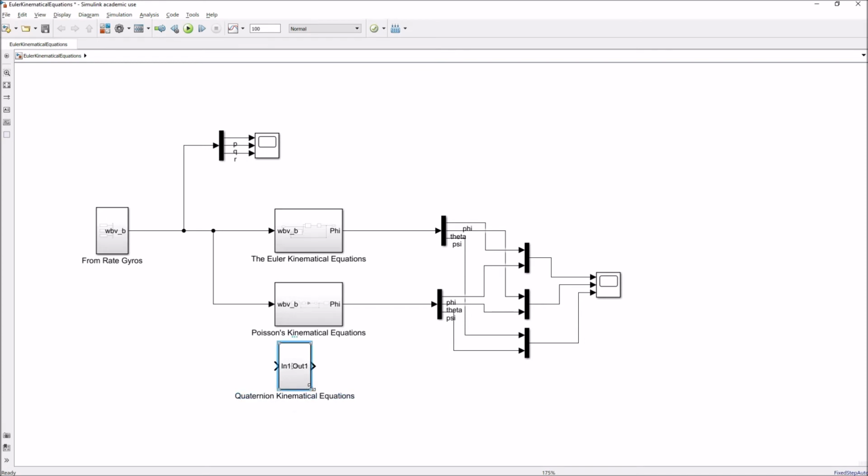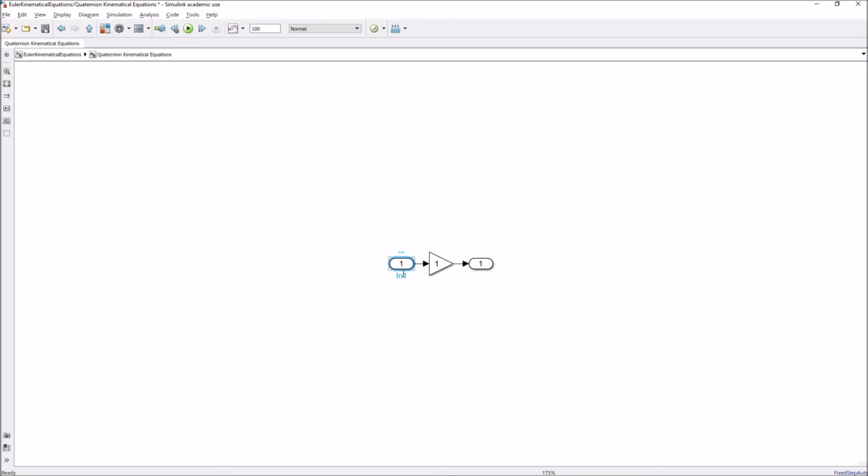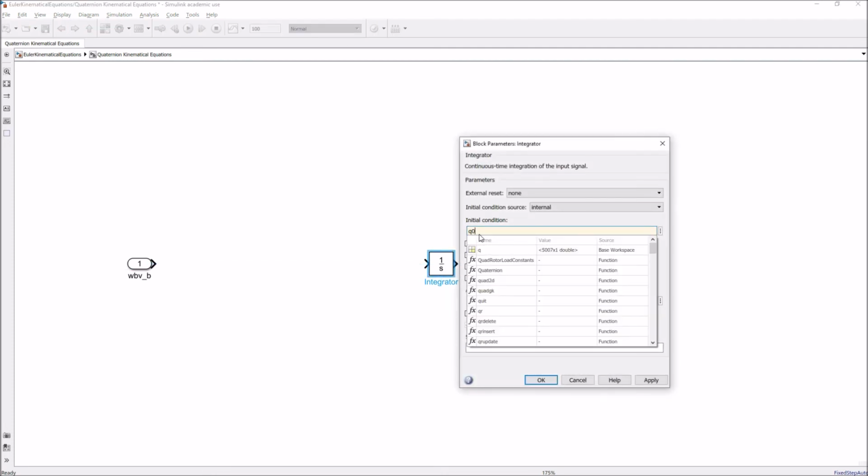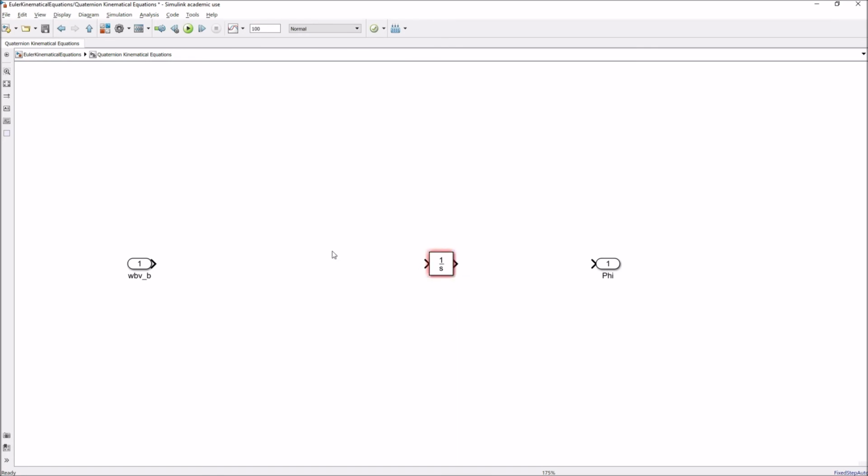Okay, so we want the interface to be the exact same, namely I want the rate gyro information going in, that's omega BV expressed in the body frame, and I want the Euler angles coming out, which is capital Phi. So we just need to make that mapping, which is basically what we had on the board earlier. So let's go ahead and do that. I'm going to start with an integrator, and this is going to integrate our quaternion, so I need an initial Q0 as our starting state. We're going to have to define that later.